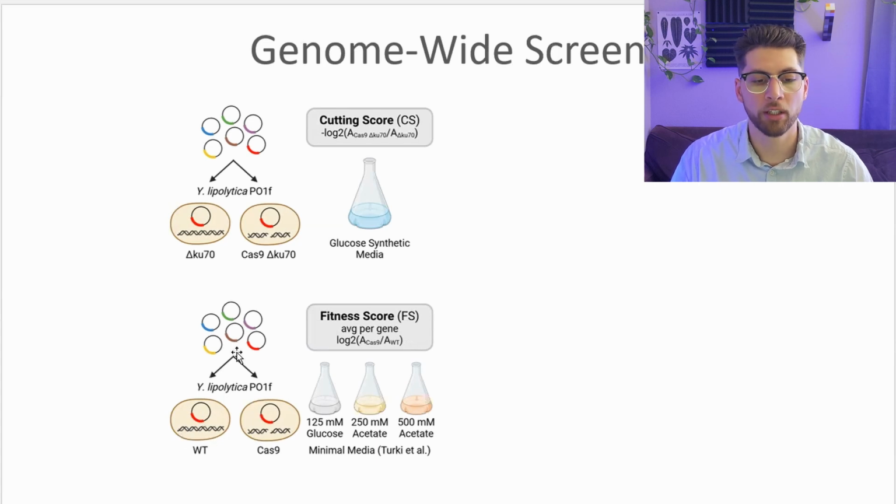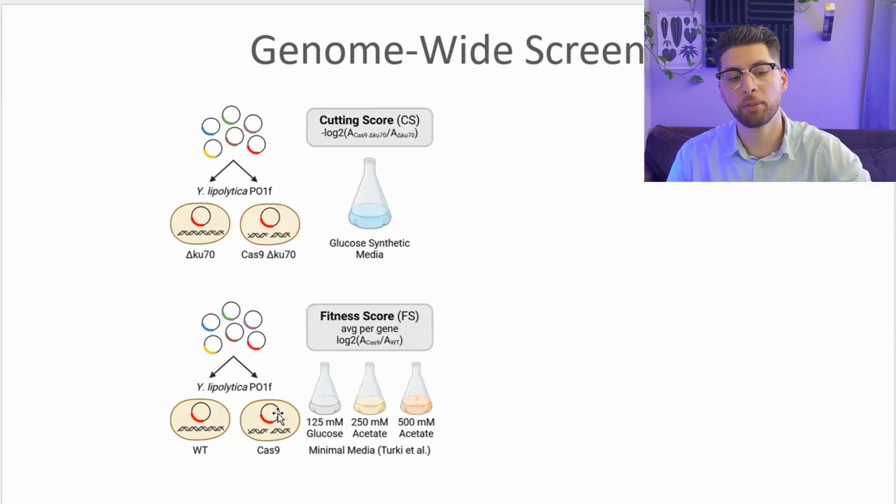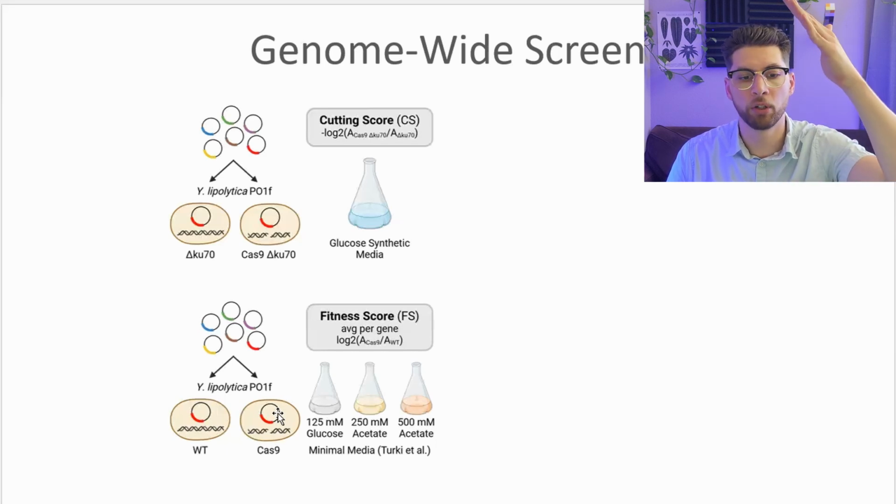We use the same library here, and assuming the guide does make a cut, the fitness score is going to be the log two-fold change of the abundance of the guide in the Cas9 strain divided by the abundance in the wild type strain. You imagine if a cut is made in the Cas9 strain in a gene that's essential for growth, that abundance is going to plummet. Whereas if a knockout occurs that improves growth in a particular condition, then that abundance will rise.